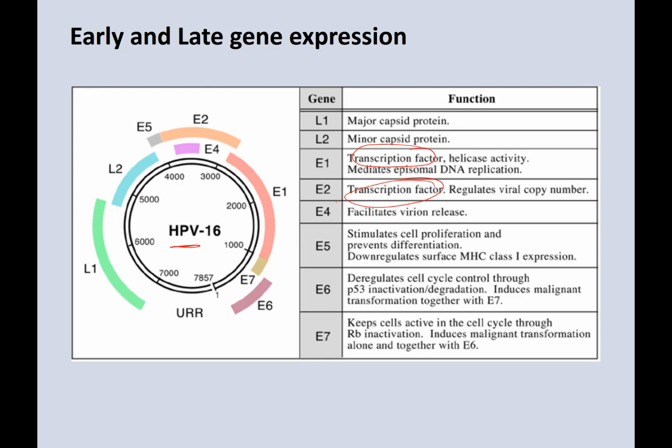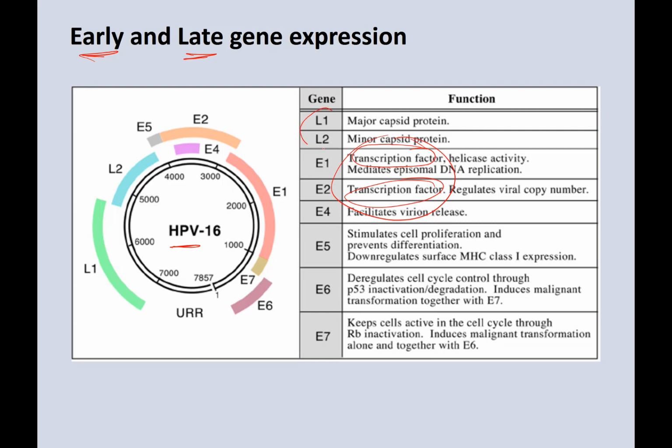So E and L stand for early and late gene expression. So there are early promoters and there are late promoters. So these transcription factors encoded by the virus can start promoting early transcription, and then as other proteins are made, they can promote transcription of the late genes.